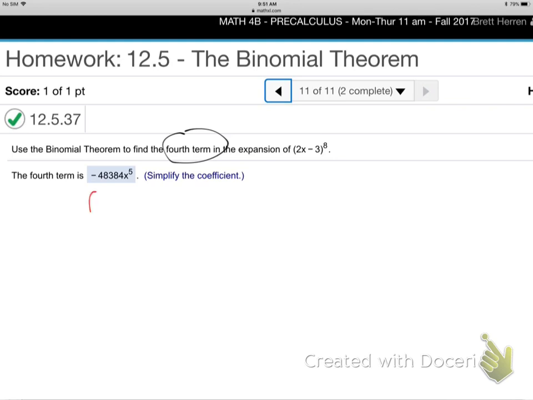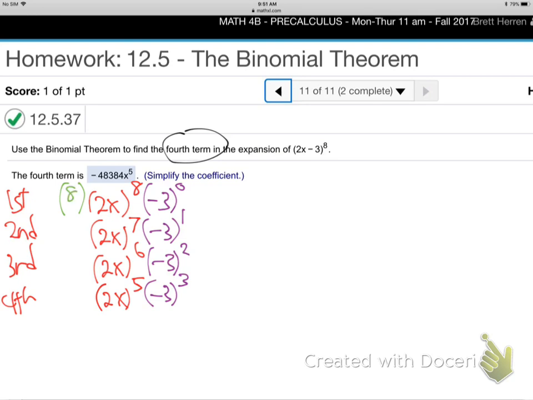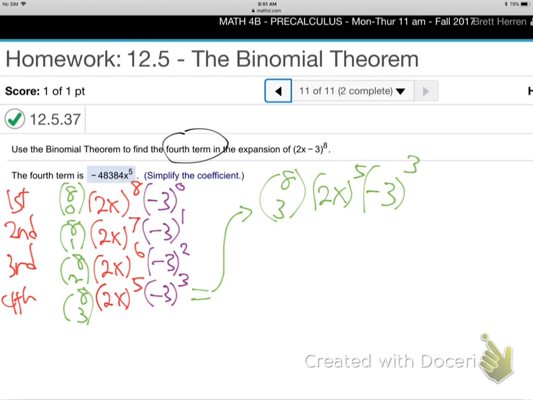Okay, so we start with 2x to the 8, 2x to the 7, 2x to the 6, 2x to the 5. So this is the first term, second term, third term, fourth term. And then the second part is negative 3 to the 0, negative 3 to the 1, negative 3 to the 2, negative 3 to the 3rd. And then the coefficient in front is 8 choose 0, 8 choose 1, 8 choose 2, 8 choose 3. So there's the term we're looking for. It's 8 choose 3, (2x) to the 5th, (-3) to the 3rd. Good so far? That's the fourth term, right?